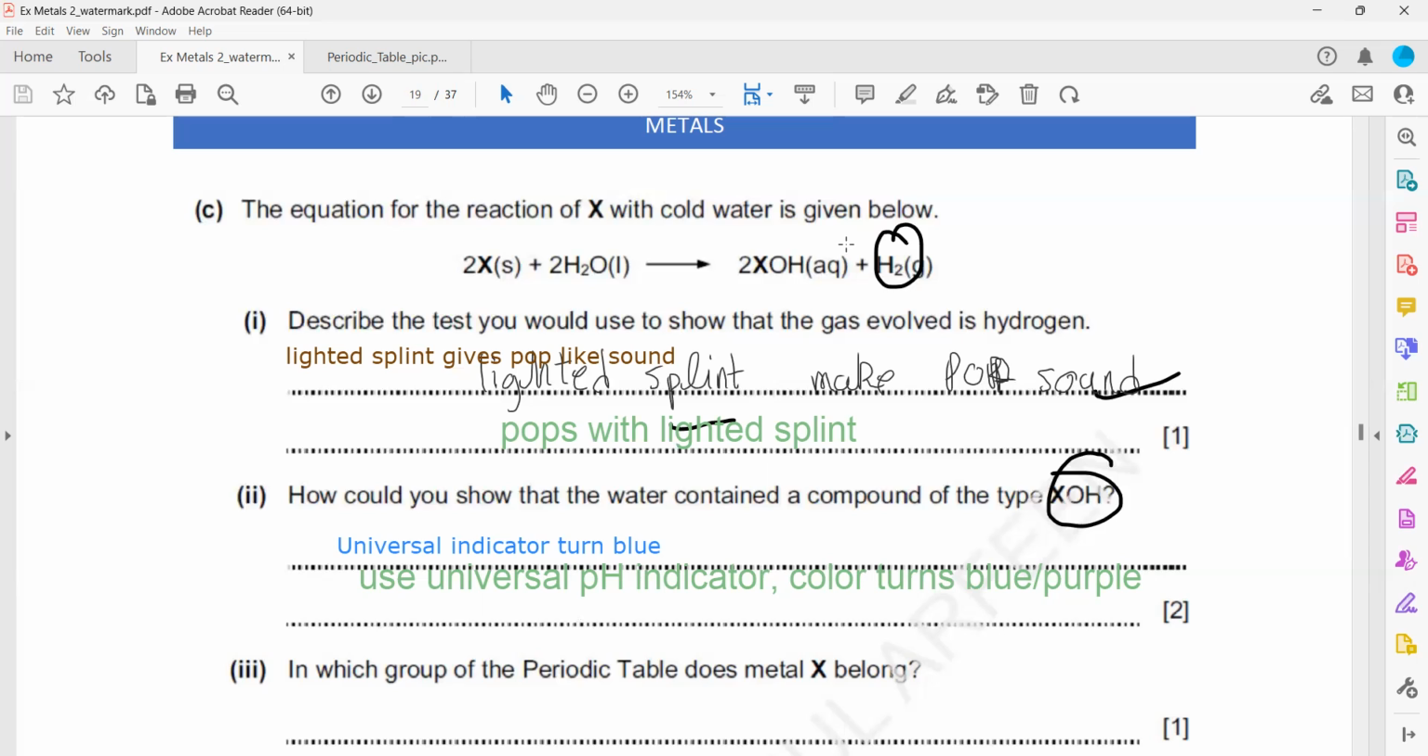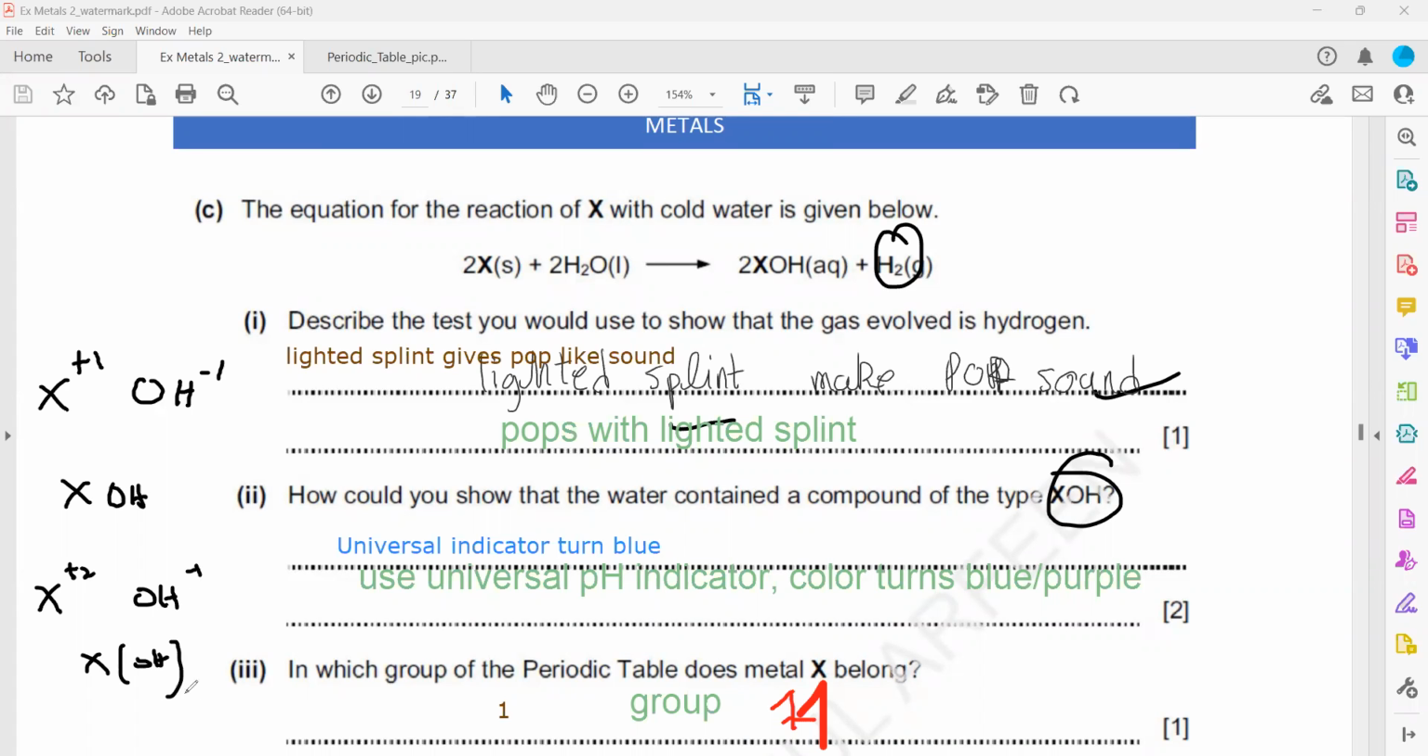In which group of the periodic table does this belong? How do you identify which group it belongs to? So it belongs to group 1. How do we identify that? Because the hydroxide has a valency of -1, so this metal should have a valency of +1, so it will be XOH. If it was a group 2 hydroxide, it would be X(OH)2. If it was a group 3 hydroxide, it would be X(OH)3.